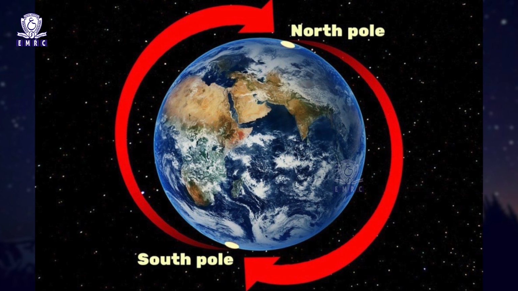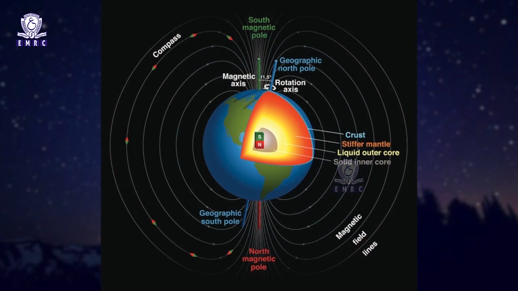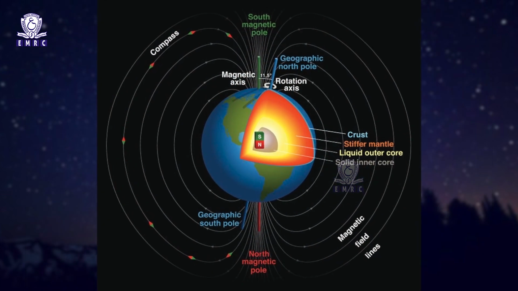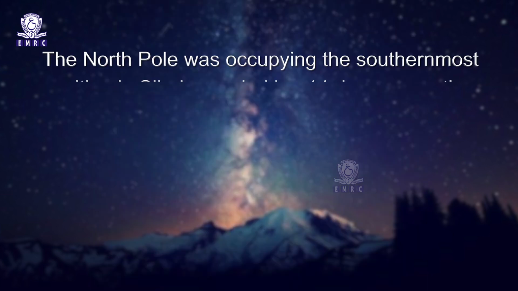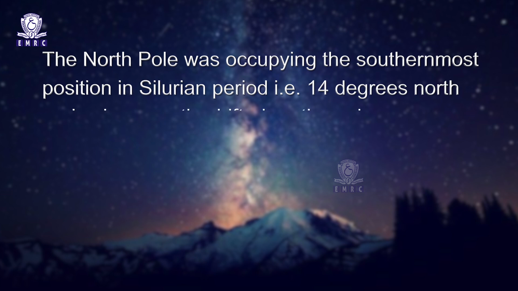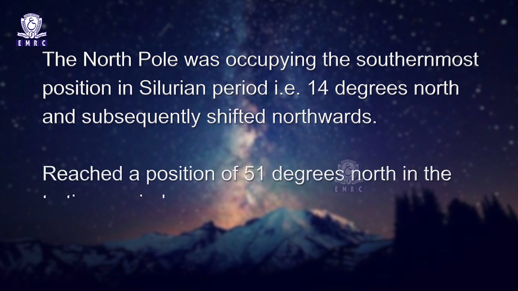There have been frequent changes in the position of the equator and the poles. According to Wegener, the location of the north and the south poles was not constant. The north and the south poles are changing their positions from one geological period to another. The North Pole was occupying the southernmost position in the Silurian period, that is 14 degrees north, and subsequently shifted northwards and reached a position of 51 degrees north in the Tertiary period.